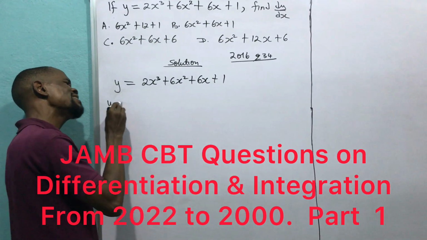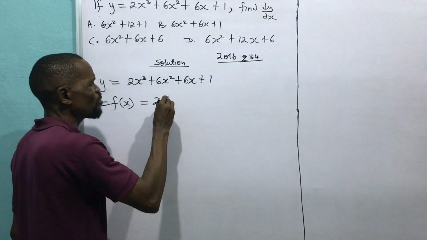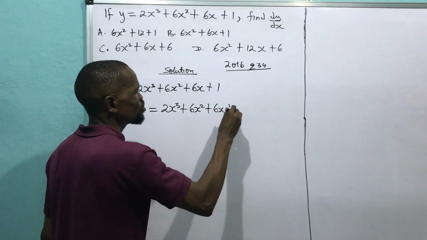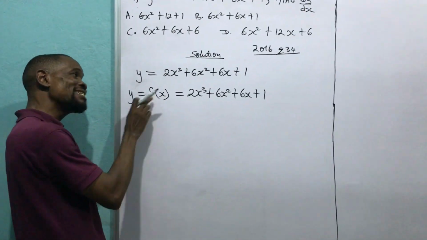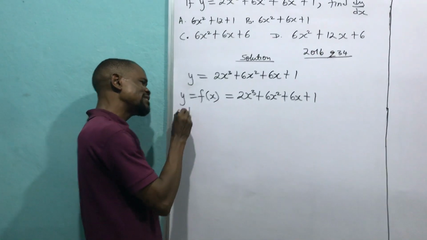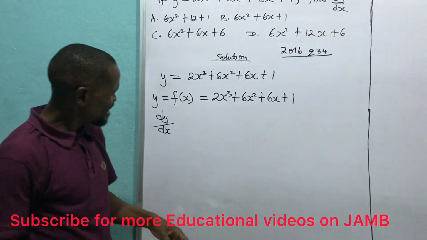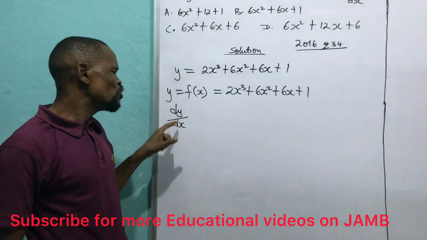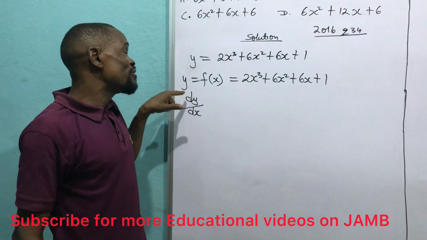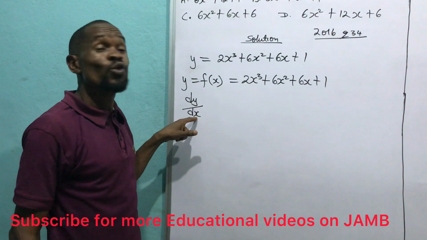This means that y is a function of x, and y equals 2x raised to the power 3 plus 6x raised to the power 2 plus 6x plus 1. Then y is a function of x, meaning y depends on x. If we are now asked to find dy/dx, it means there is a war on this function, and the only people that will survive it are those that contain x. Meaning that we are differentiating y with respect to x.